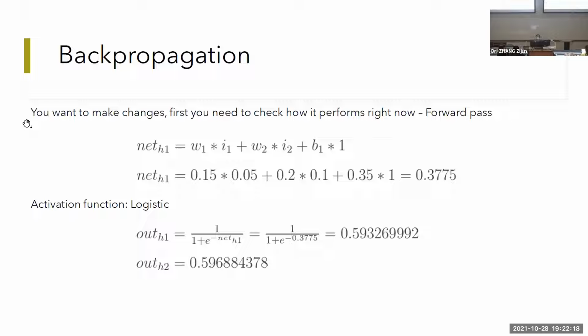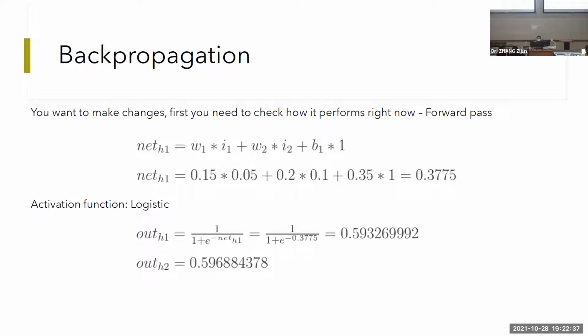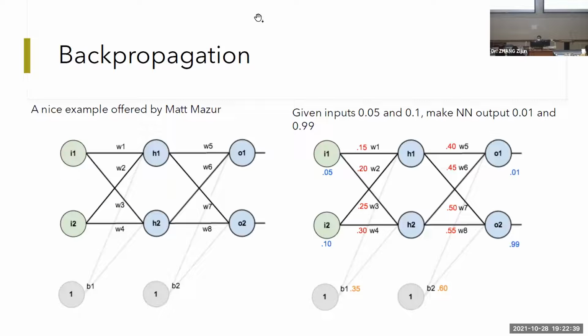So before we can do any updates, first we need to evaluate how the current neural network looks, which is actually the forward pass process. So we do a forward computation. Remember, each of the hidden nodes has two sides, and we make the input side the net and the output side the out. Okay.